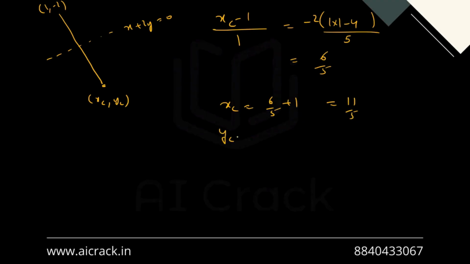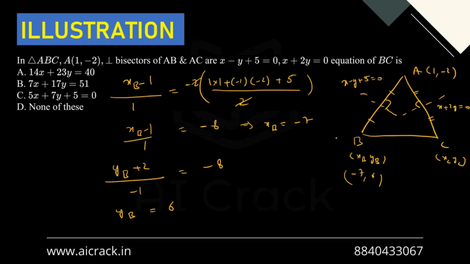Similarly, (yc plus 2) divided by b, that is 2, equals 6 by 5. So this goes over there, that becomes 12 by 5, and yc equals 12 by 5 minus 2, that becomes 2 by 5, right? And now since you have got the coordinates of B and C, you can basically use the two-point form to find out the equation of BC, right? So this is how you have to do it.